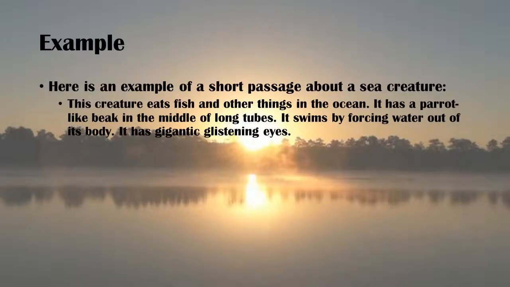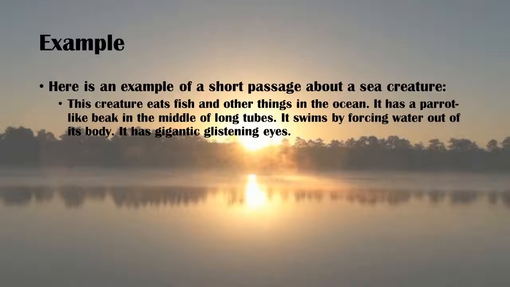Here is an example of a short description of an animal, specifically a sea creature, that you could use as an example if you wanted to get their minds going a little bit. This creature eats fish and other things in the ocean. It has a parrot-like beak in the middle of long tubes. It swims by forcing water out of its body. It has gigantic, glistening eyes.